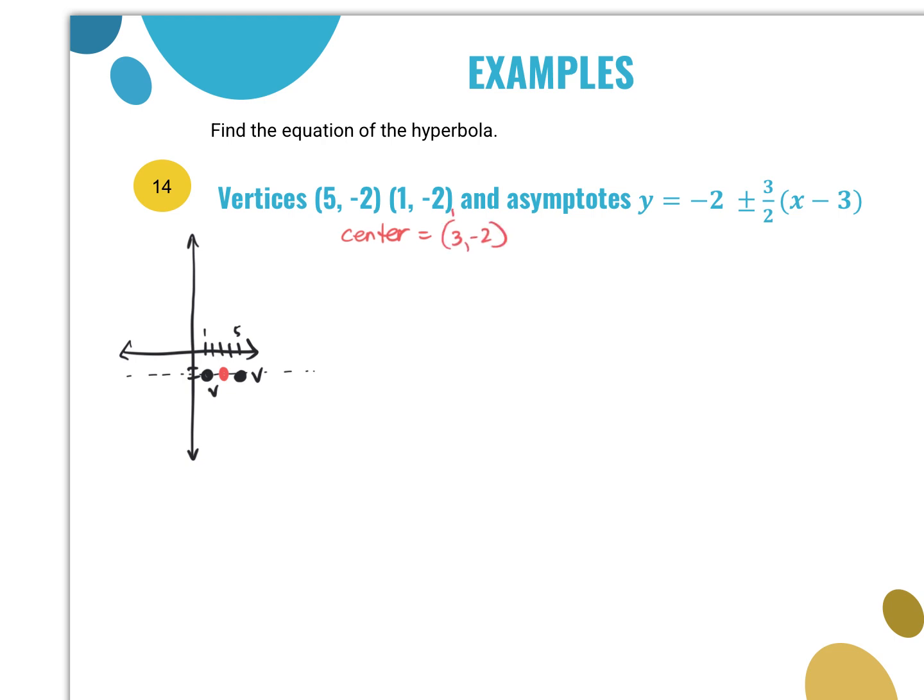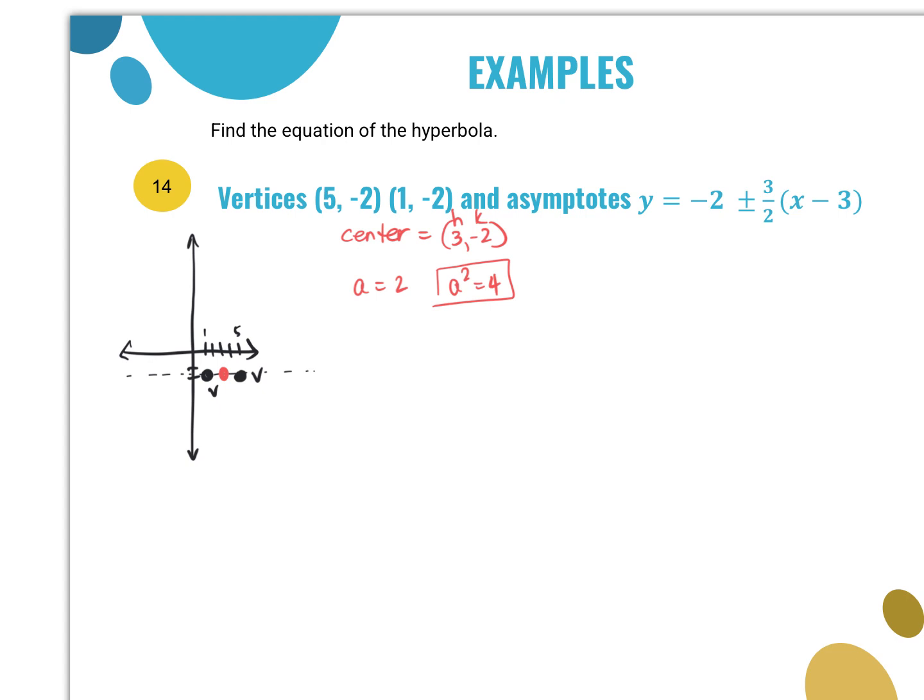So notice that that's my h and that's going to be my k, right? And I know the distance from my center to my vertices is my a value. So I know my a value is going to be 2 units, which means a squared is going to be 4. Okay, so that's, again, pretty important stuff right there.